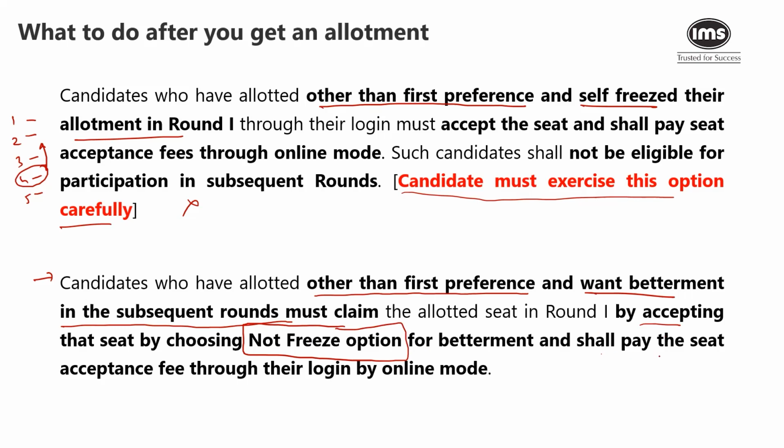So you will have to pay the seat acceptance fee, which is like putting your claim on it, saying I'm reserving this seat, but I still want to participate in a better round. And that is why you need to do a not freeze if you have been allotted a preference other than the first preference and you want betterment in the subsequent round. So this is the recommended strategy that we have for people who get an allotment other than the first preference.